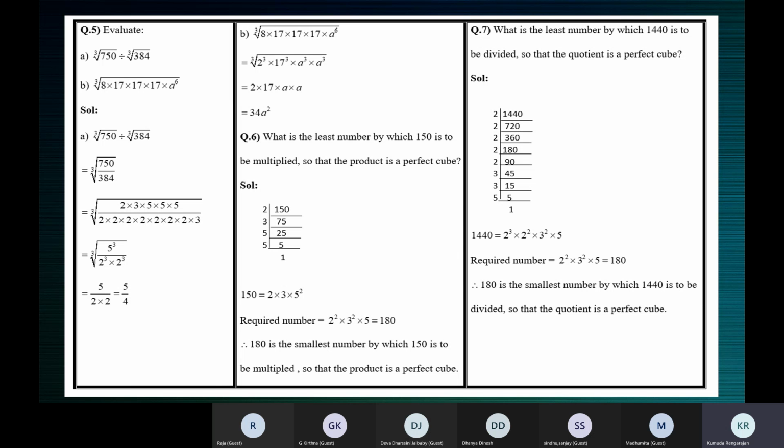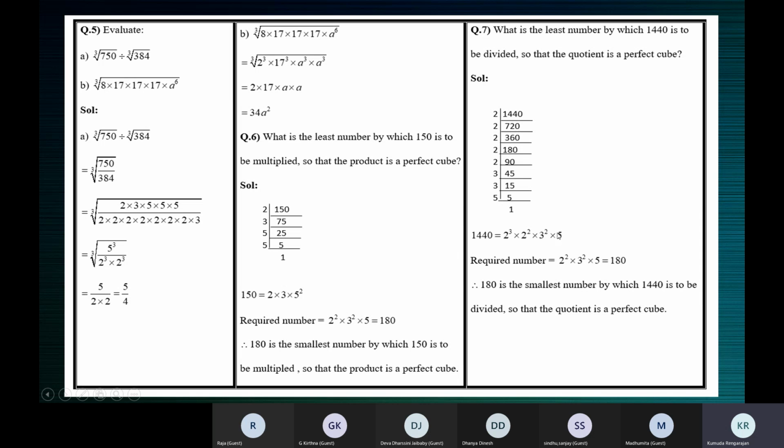Should be divided by 180. When you divide by 180, you get 8. The quotient is 8, and 8 is a perfect cube. 1440 must be divided by 180 so that it becomes a perfect cube. When you divide by 180, what you get is 8, because just see here, children, on the screen you can make out. When you divide 1440 by 180, what will happen?